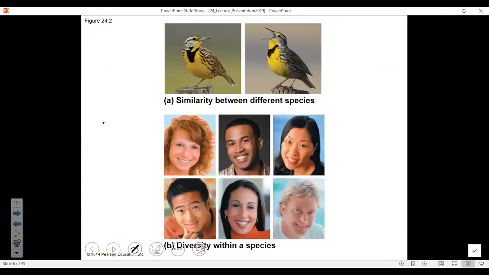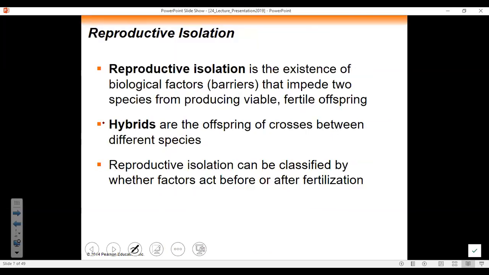So here you can see similarities within a species. Those 2 birds look alike, and we can see differences in a species, obviously, looking at skin and hair color. So what really becomes the problem is the fact that they can no longer reproduce. So this is reproductive isolation. When species come together, they cannot. It prevents them from being able to produce viable, fertile offspring.